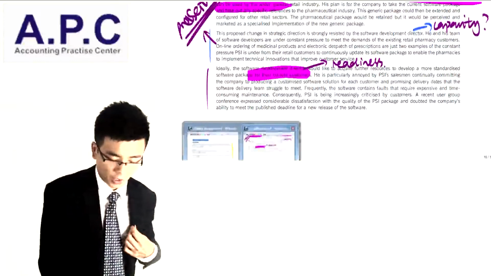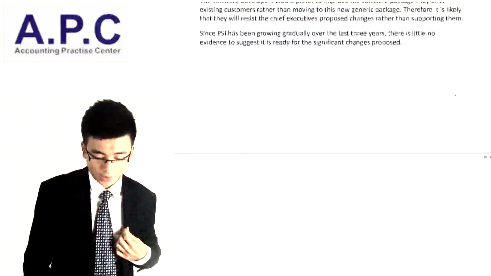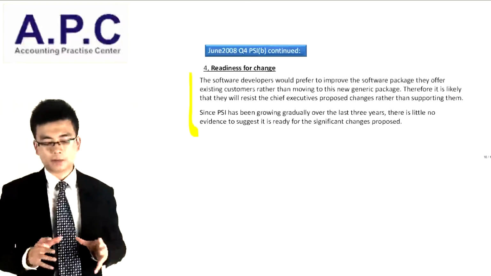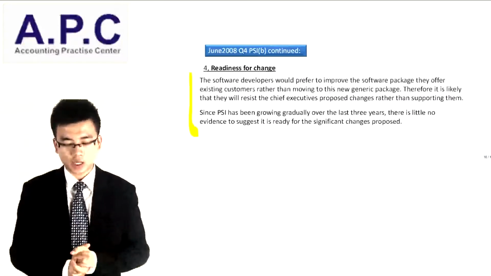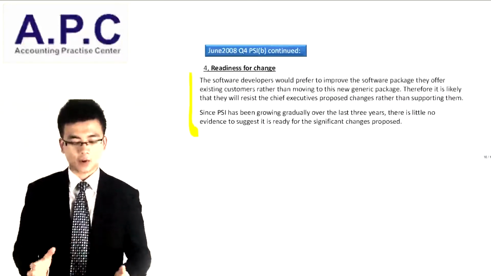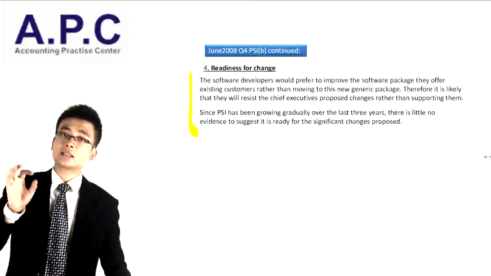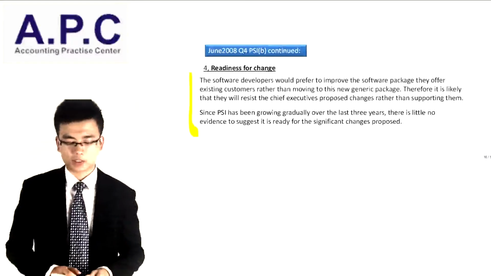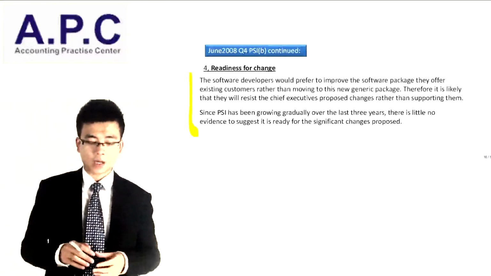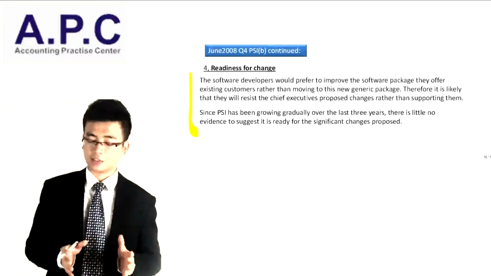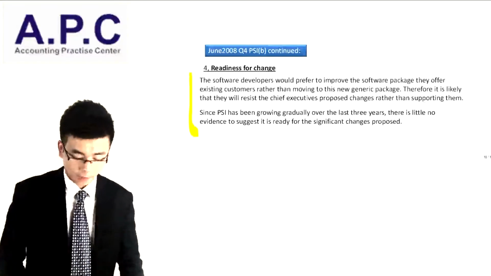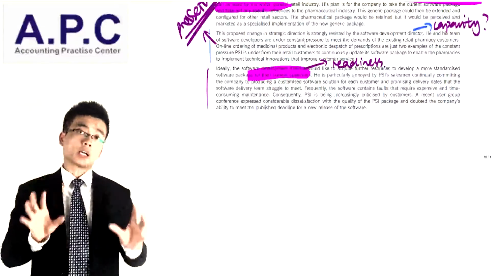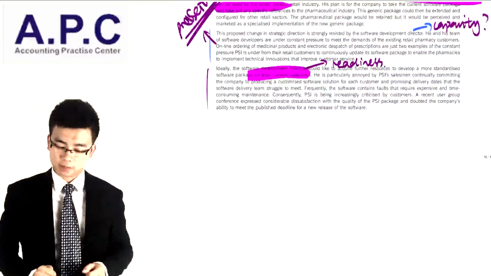So readiness of the change, how are we going to write this down in the exam then? The software developer would prefer to improve the existing package rather than develop a new one. Therefore, it is likely that they will resist the CEO's proposal of the new change. Since PSI has been growing gradually over the last 3 years, there's no evidence to suggest that it is ready for the significant changes taking place. Because if this is the case, of course, it will consume lots of resources within the company as a result.